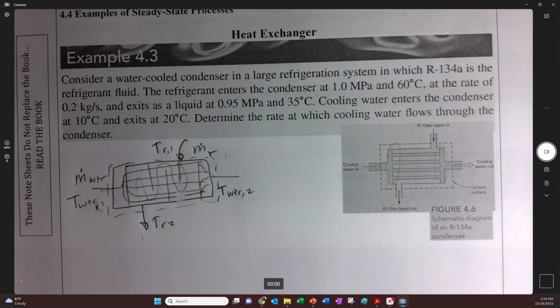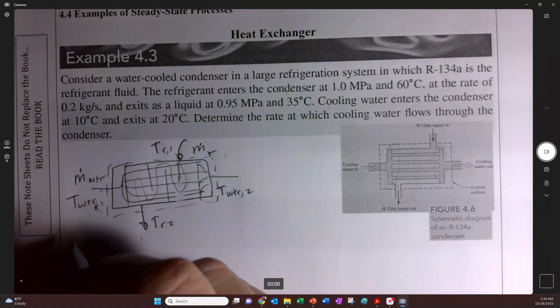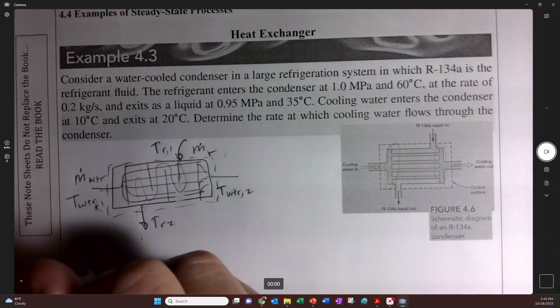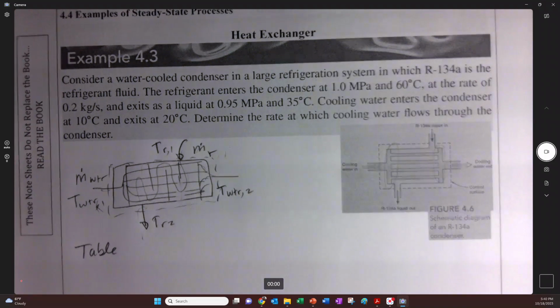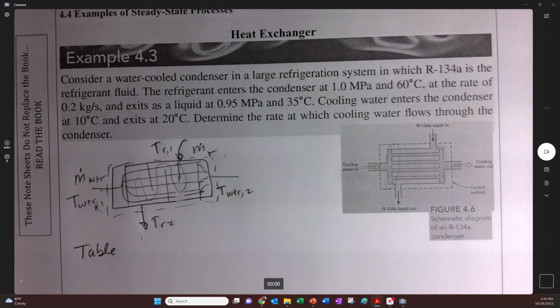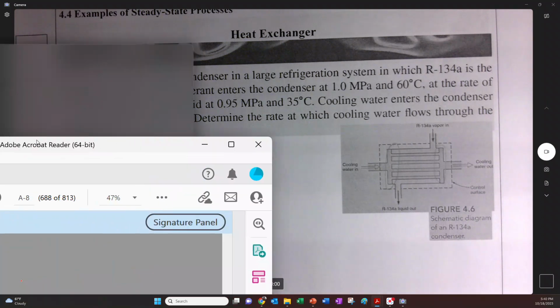All right. Anything I want to do here? I guess I want to look up some stuff. So table, and we have to look up, I'm going to get the right things here. Let's see, let's bring this over here.